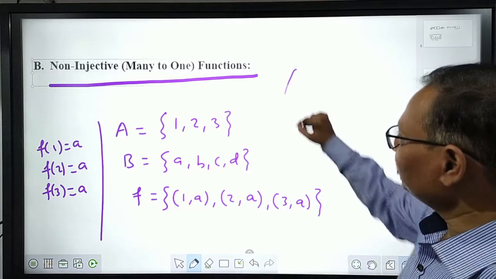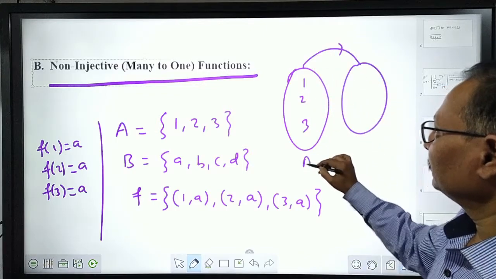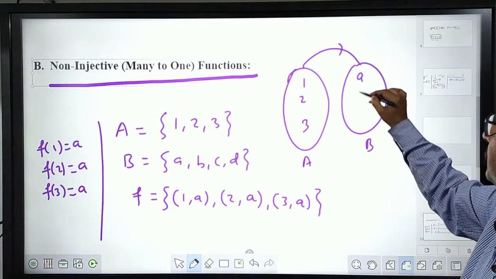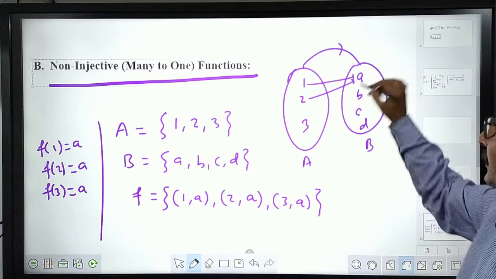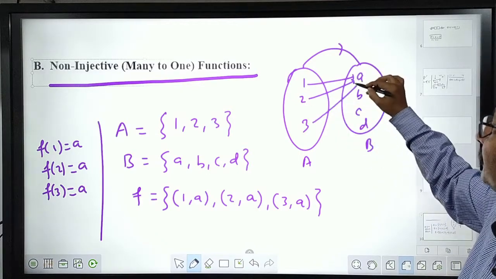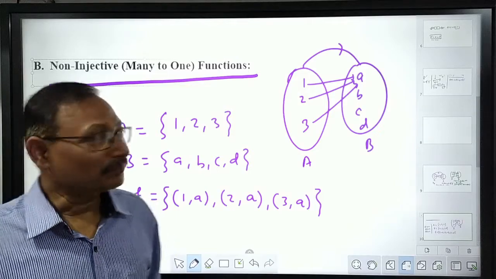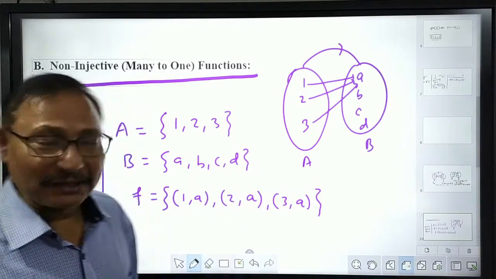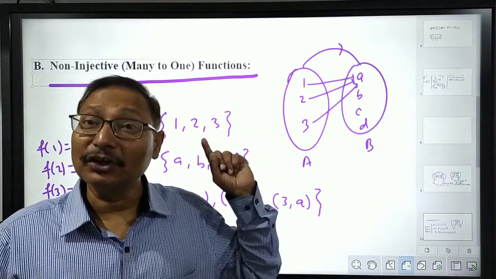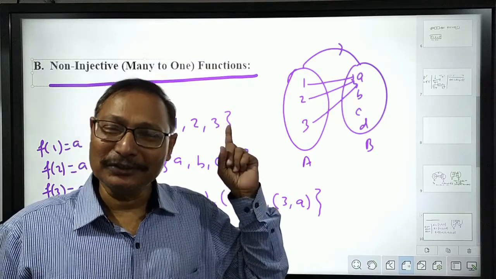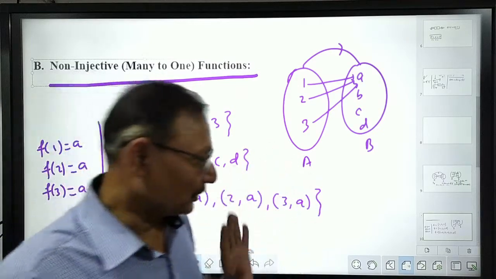With an arrow diagram, we can represent this as 1, 2, 3 and A, B, C, D, where 1 is paired with A. That means the image of 1 is A, the image of 2 is also A, and the image of 3 is also A. Clearly this is a function, but it is a many-to-one function. This is not a one-one function. This is a non-injective function, or many-one function. Is it clear?